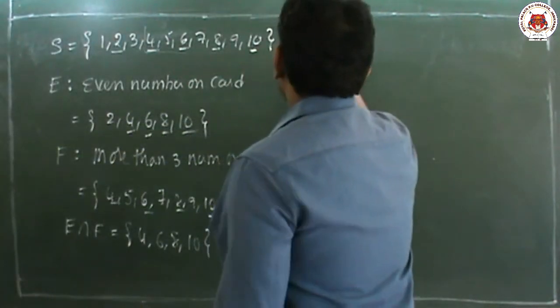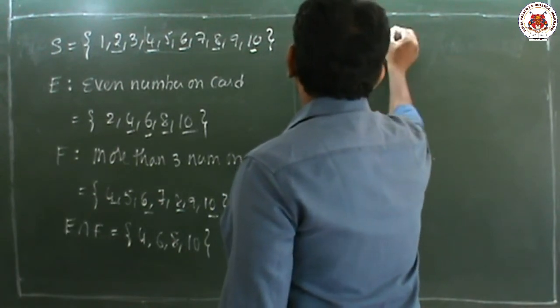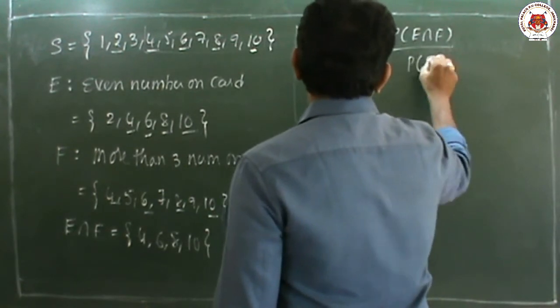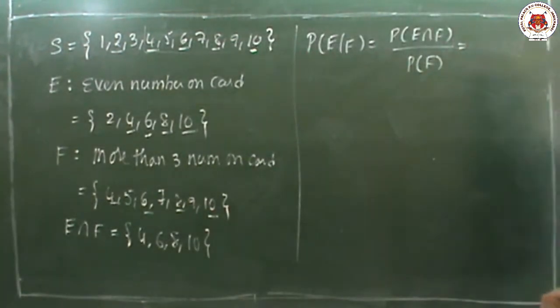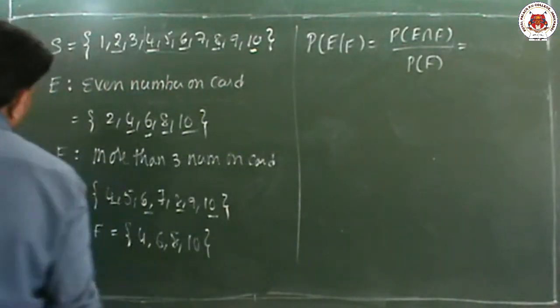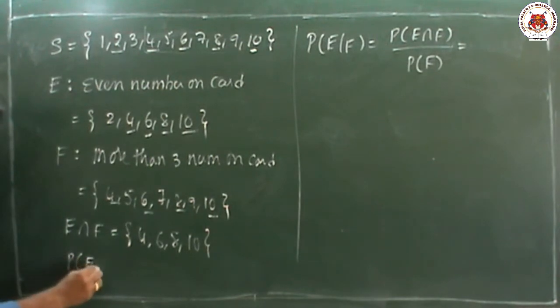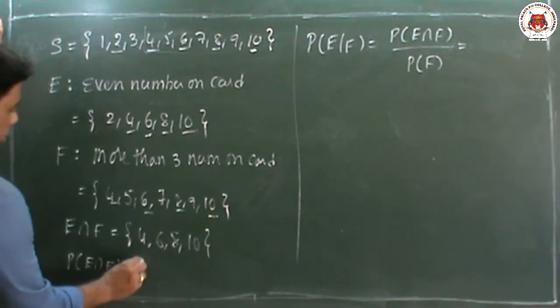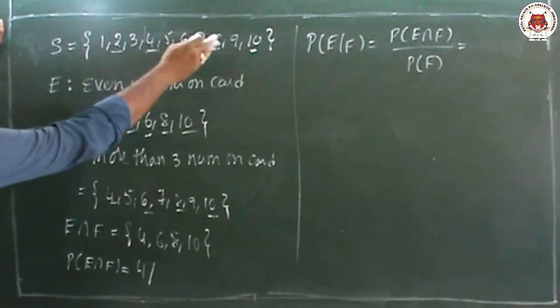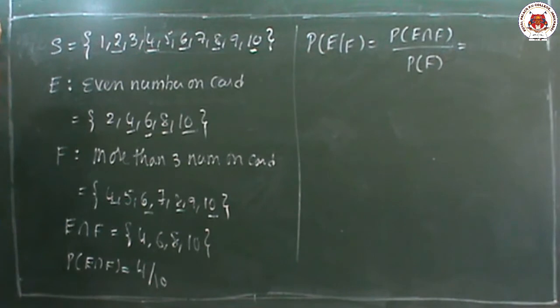Now we know the formula, conditional probability P of E by F equals, what is the formula, Rachana? P of E intersection F by P of F. First we have to find the probability of E intersection F. Very easy. P of E intersection F equals the number of elements in E intersection F. How many elements are there? 1, 2, 3, 4. There are 4 elements out of the total. How many are there in the sample space? 10. So 4 by 10. If it is possible, you cancel it. Otherwise, leave it. Nothing will happen.